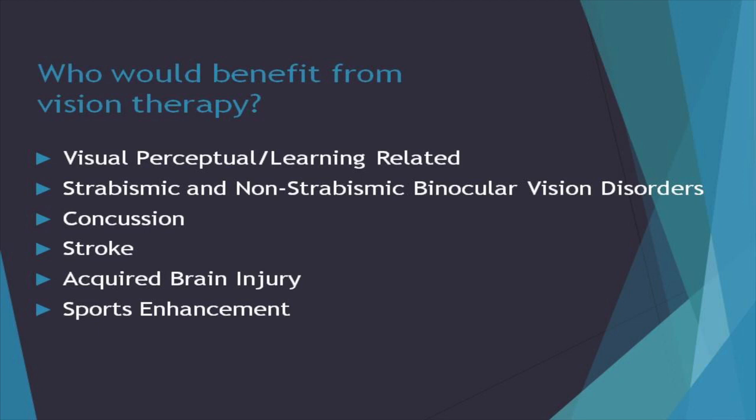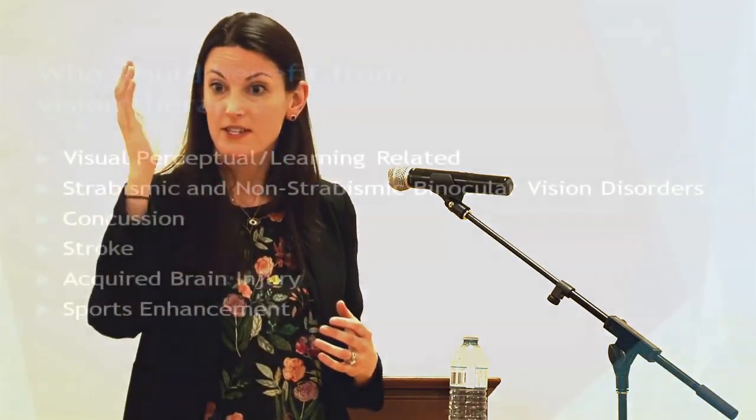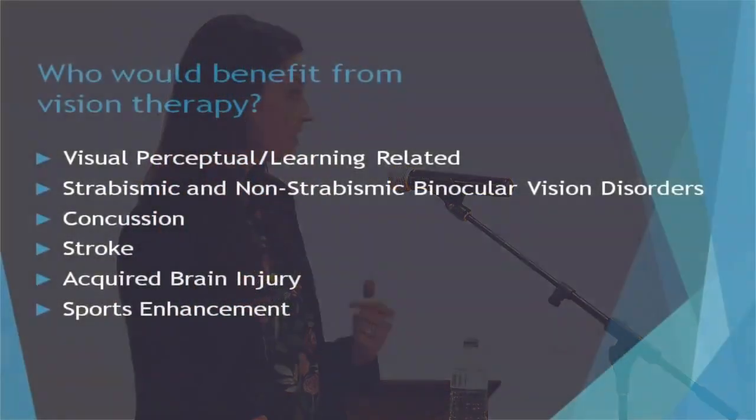So the cases we talked about: visual perception cases, learning related cases. Binocular vision is eye teaming, so poor eye teaming. Concussion, we see a lot of concussion patients, mild traumatic brain injury, acquired brain injury, those are your stroke, your encephalitis patients. Stroke patients are a different animal in that oftentimes they have half their visual field cut, left or right, and so we teach them compensating techniques to rehabilitate, so maybe they can get their driver's license again, or maybe they stop bumping into things on the right or left side.